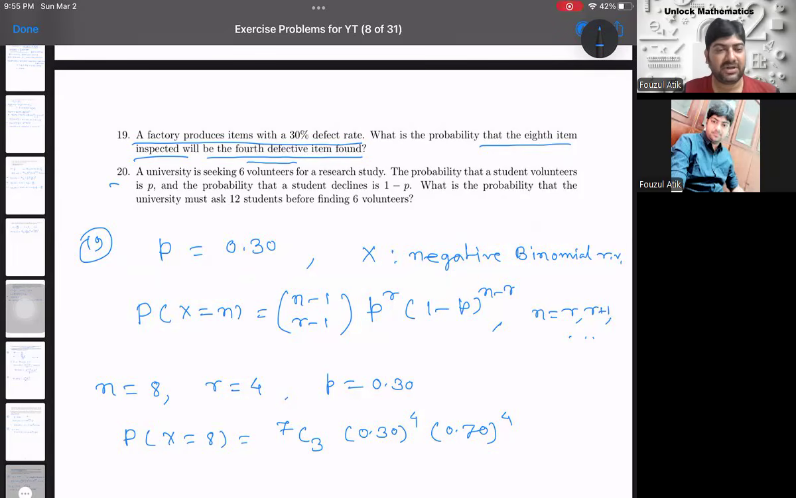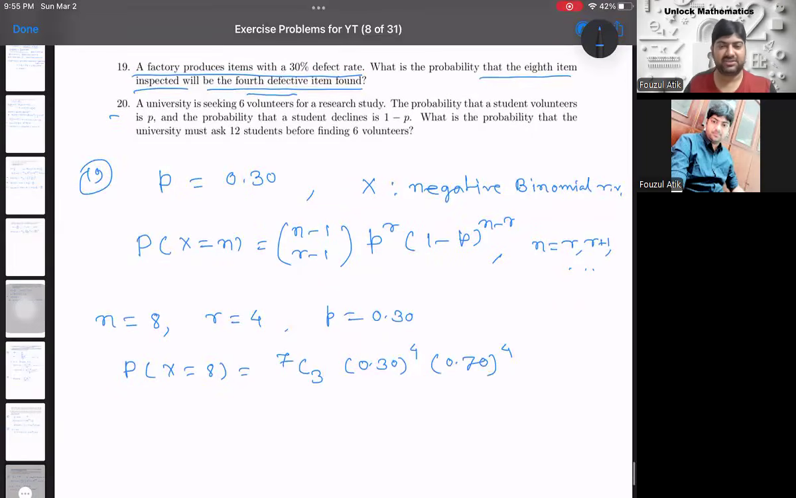Now here the question is the probability that the university must ask 12 students before finding 6 volunteers. So again, if X is a random variable that counts the number of students required to be asked to get k students who agree, then it will follow the negative binomial distribution. Therefore the probability of success is p, the number of trials required is 12, and at the 12th trial you have to get the 6th success.